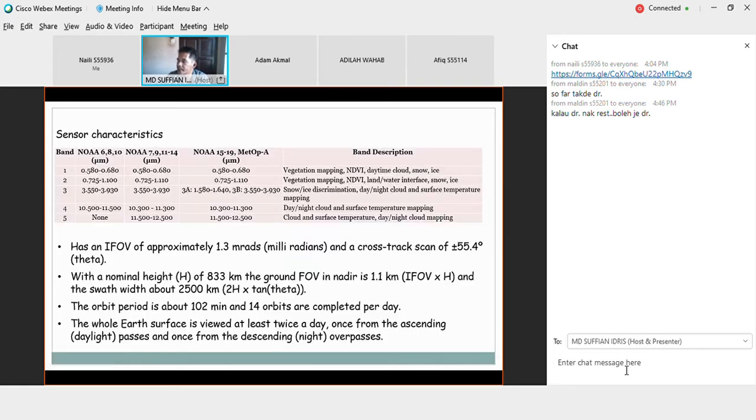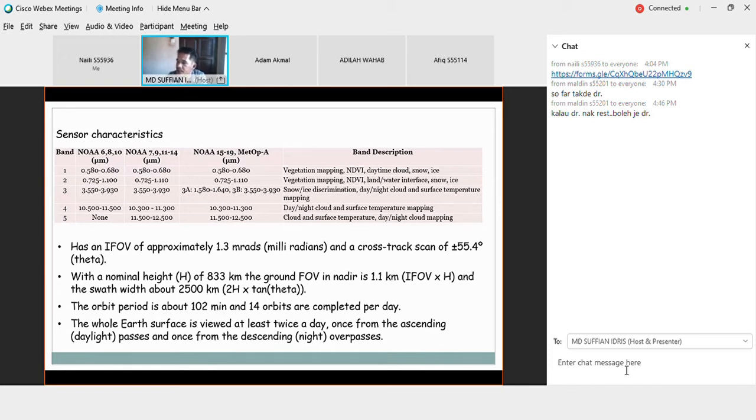And sensor karakteristik dia ada 5 sensor. Okay, so kalau kita tengok kat sini dia ada untuk vegetation mapping. Okay, the first 2 sensors ni or the first 2 bands dan juga untuk snow ice. Okay, and then 4 to 5 adalah untuk temperature lah. Okay, 3, 4 for temperature. Okay. And then dia punya IFOV, okay, instantaneous, okay, field of view, okay, of approximately 1.3 milliradians. That one is the angle of, okay, dia punya sensor. Okay. Milliradian is a very small, okay, angle.